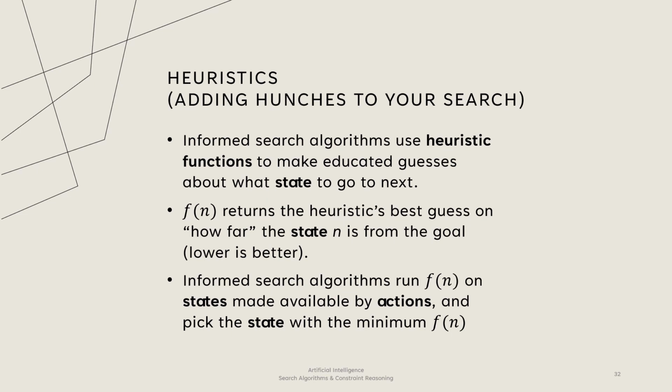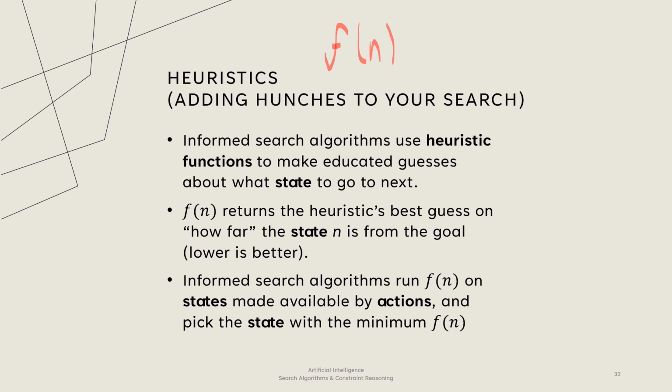But heuristics, adding things to your search to try to not just pick randomly. In breadth first search and depth first search, you're not really picking randomly, you're picking in a determined order. But the point of heuristics is being smarter about what we pick, making educated guesses about what state to go to next. So with our heuristics, we have our heuristics function f of n.